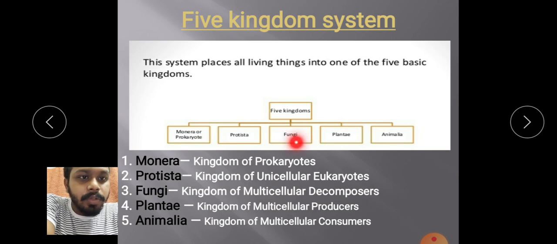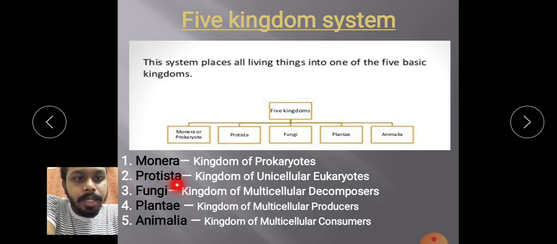These five kingdoms are Monera, or prokaryotes, then Protista, Fungi, Plantae and Animalia. These are all the five kingdoms where all living organisms are present. So what is Monera? Monera is the kingdom of prokaryotes. In Monera, all the prokaryotic organisms are placed.